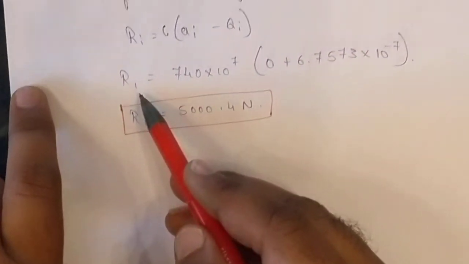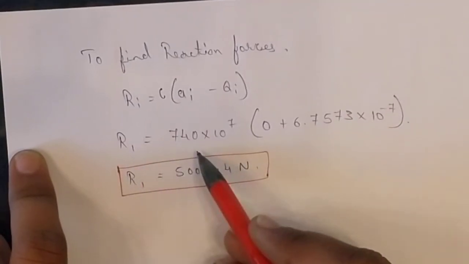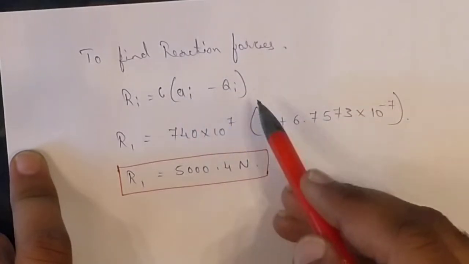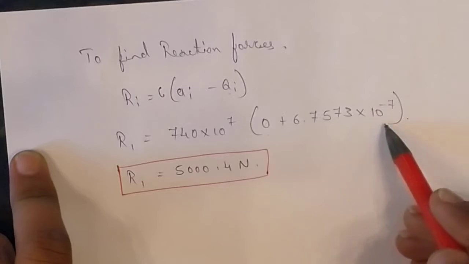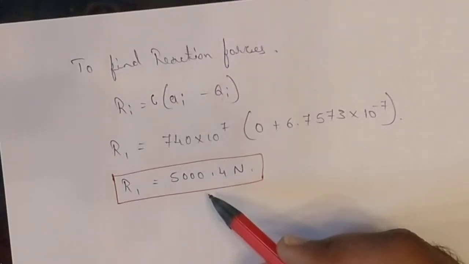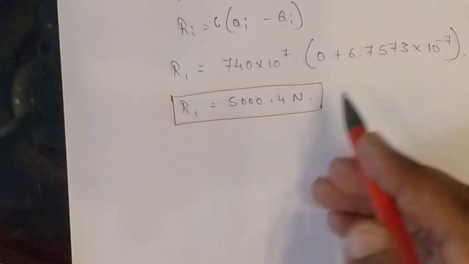Okay. Next, to find the reaction forces, Ri is equals to C into A minus Qi. Only the first node is fixed, so there will be only one reaction force. R1 is equals to 740 into 10 power 7. A1 is 0. Q1 is 6.7573 into 10 power minus 7. So R1 is equals to 5000.4 Newton. Okay.